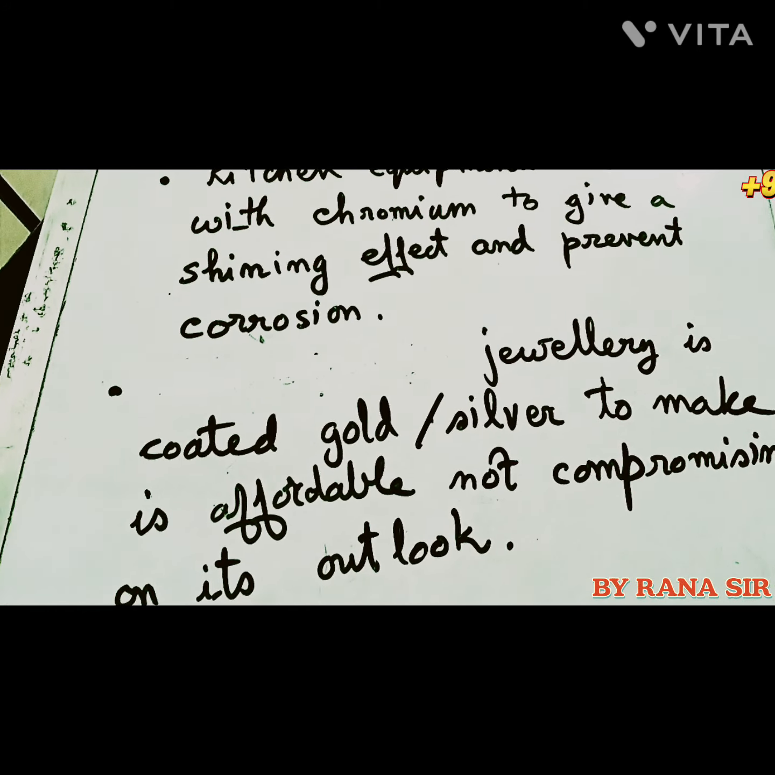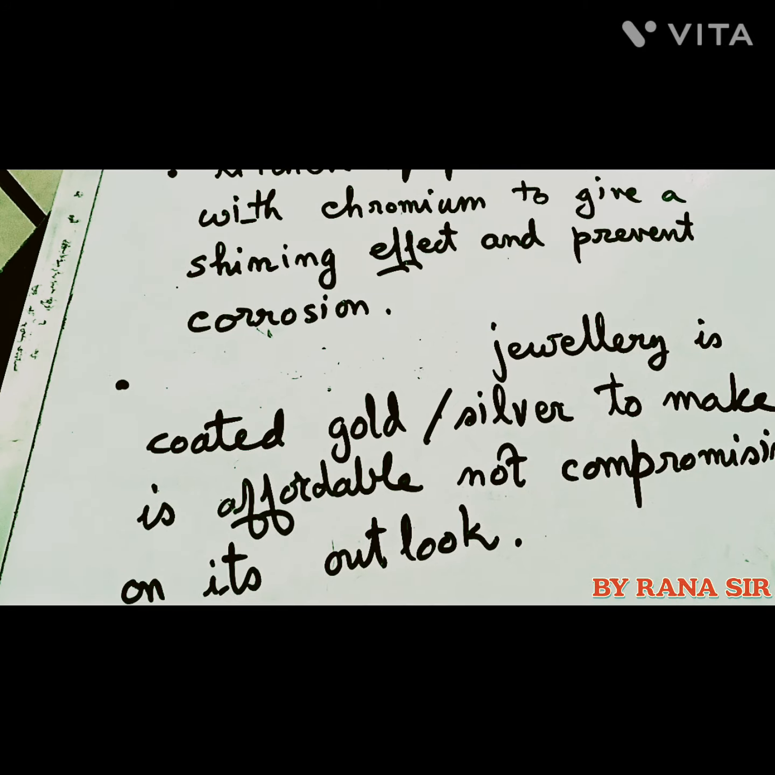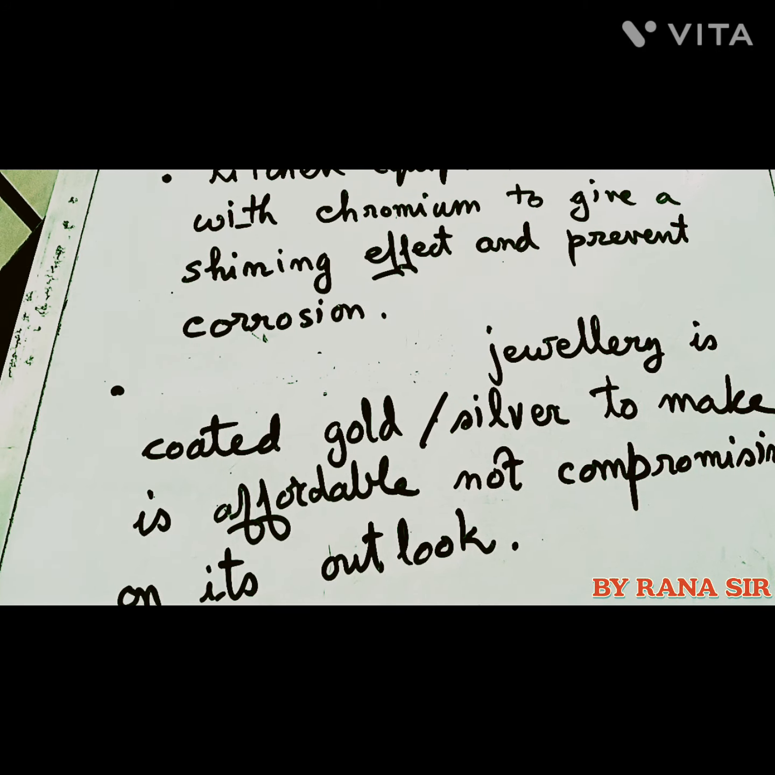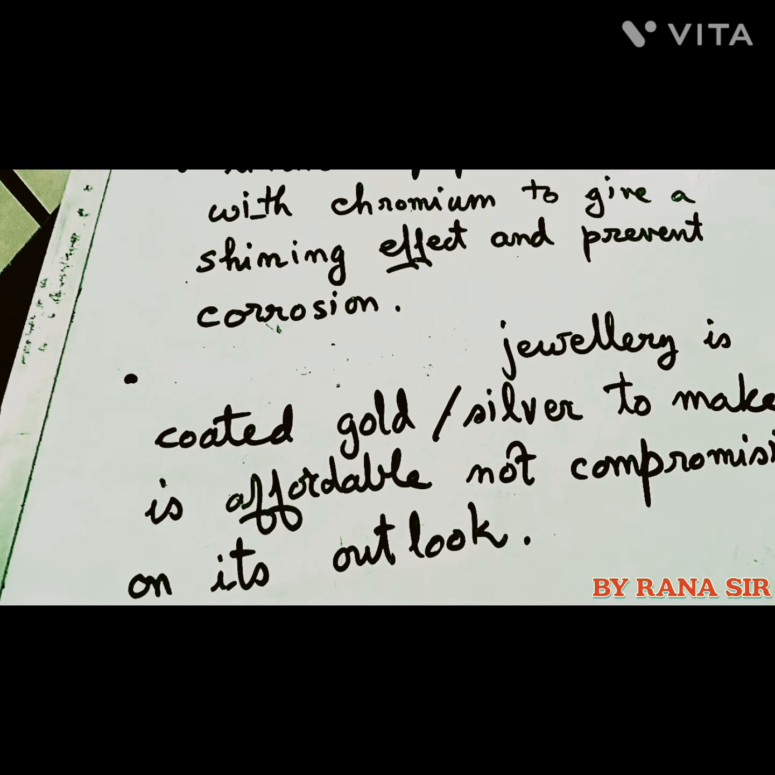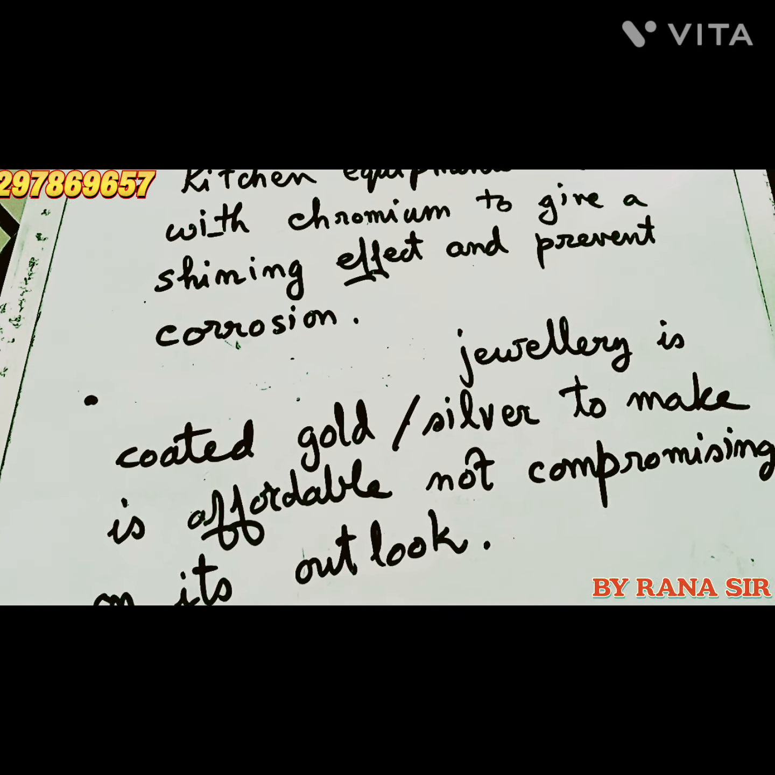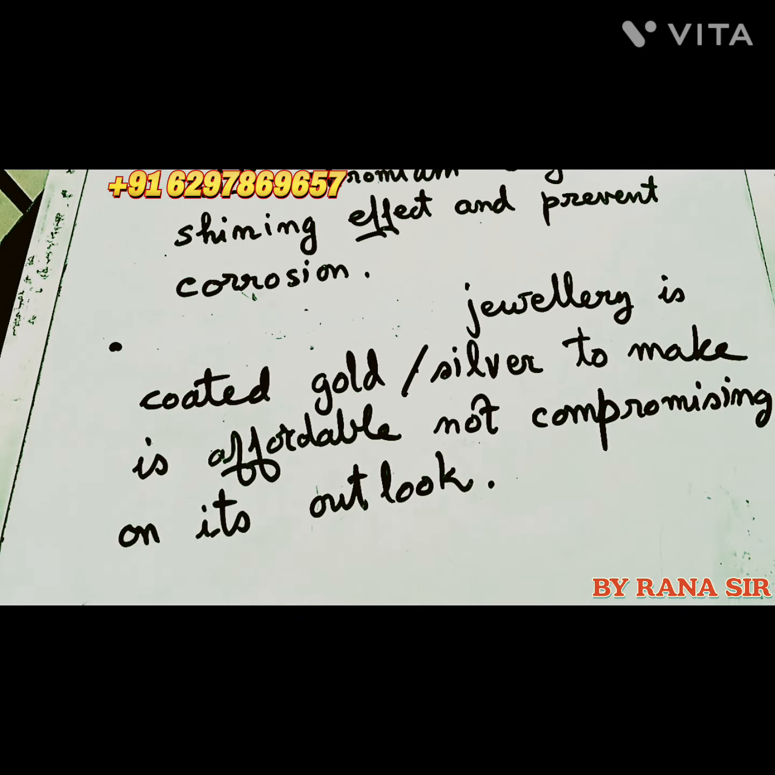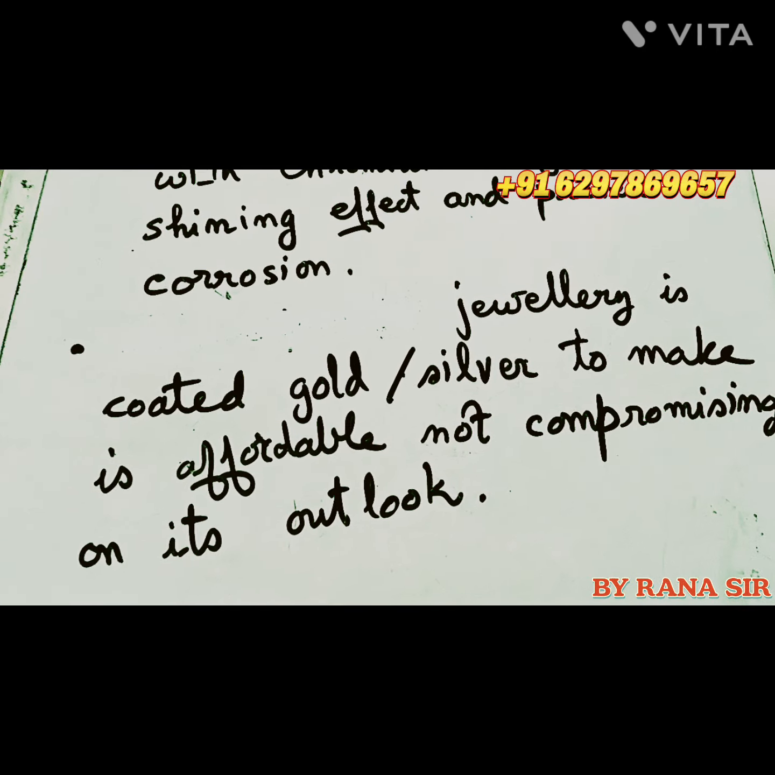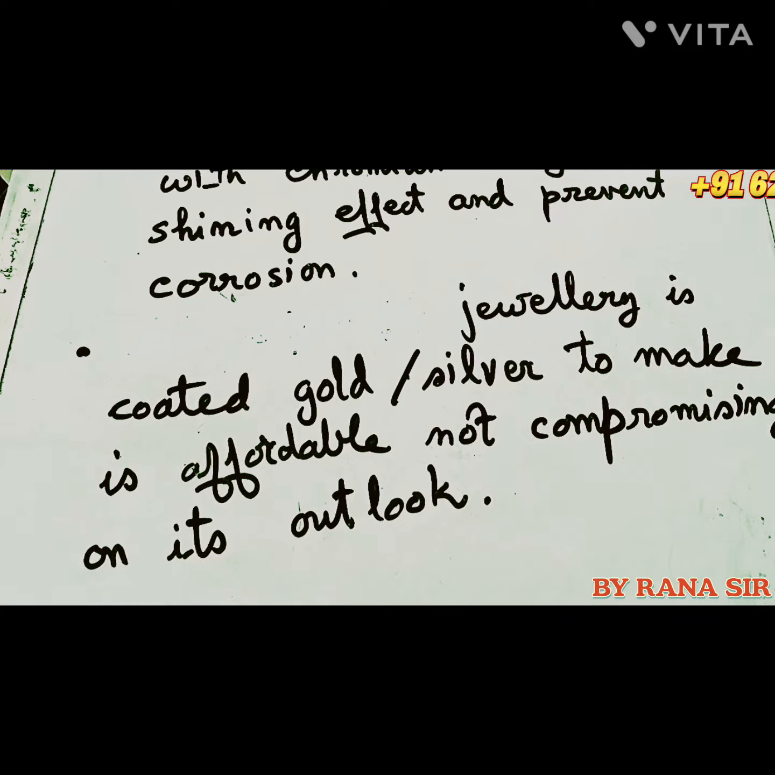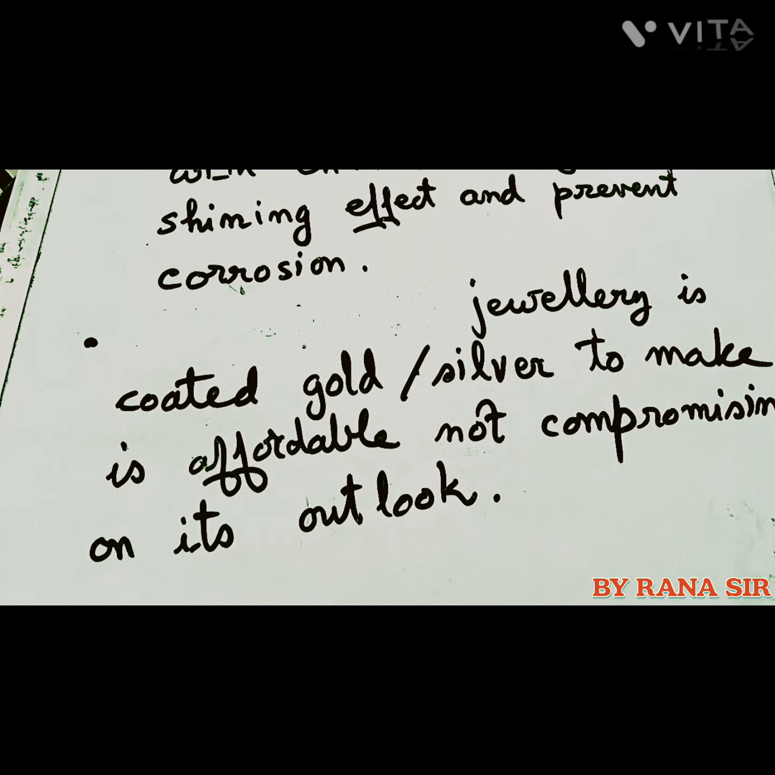This means that jewelry which is made of, for example, a base of iron or copper or brass coated with gold or silver is cheap and affordable, but does not compromise on its outlook. Look-wise, it is still a gold ornament, but it is quite cheap. Actually, you are purchasing a copper ornament coated with gold.